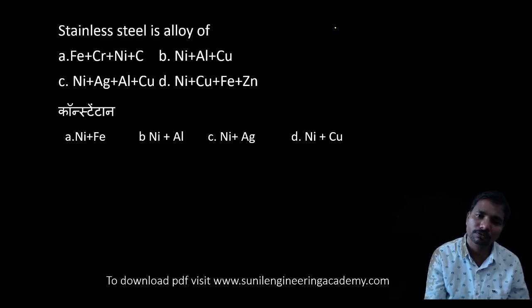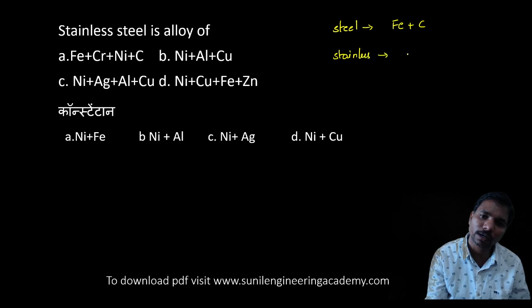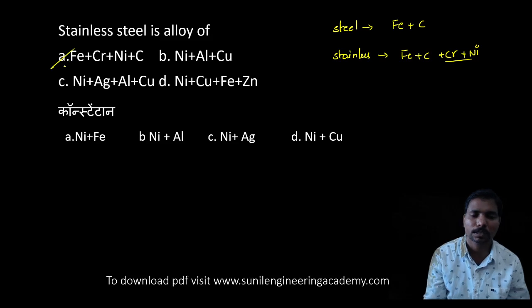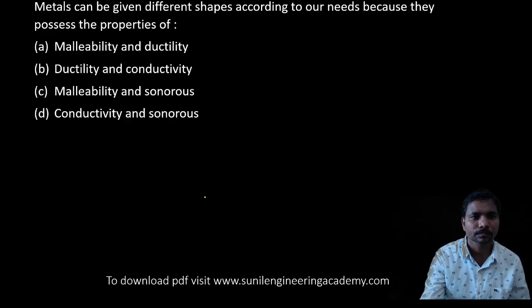Stainless steel is an alloy of. Steel is also an alloy. It is a mixture of iron plus carbon. If you consider stainless steel, for this we are adding chromium plus nickel. So the answer is option A. Answer is option E. Coming to the next one.